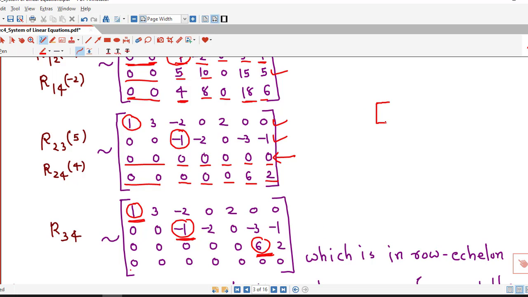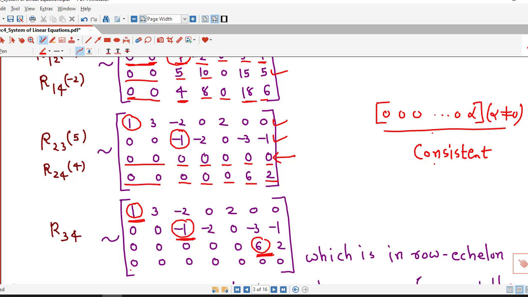Now we observe that there is no row of this form in this matrix. In this row echelon form, we don't have any row of this type. Therefore, the given system has a solution, or the given system is consistent. So for the type of solution, we have to determine leading and free variables.